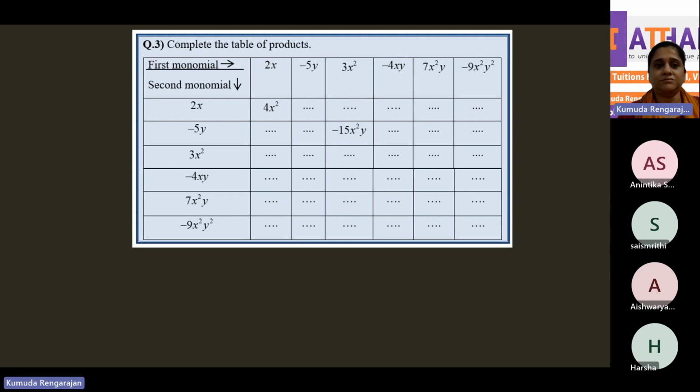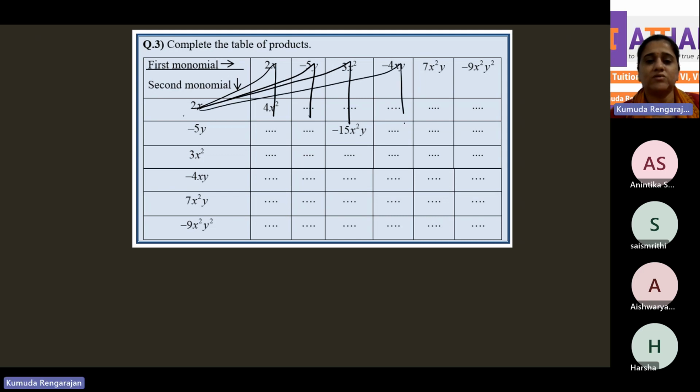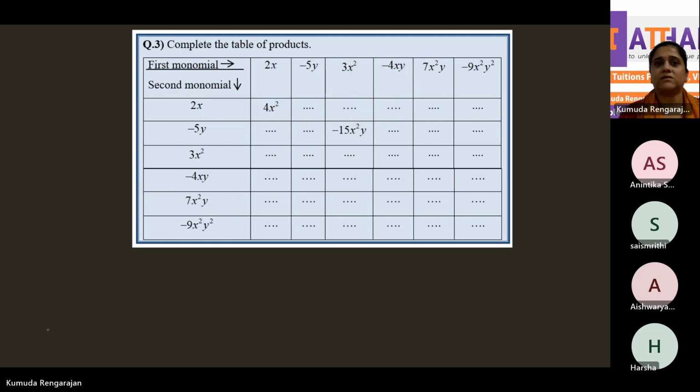So now you know how to complete this table. You'll have to multiply. So you multiply this and this, write the product here, multiply this with this, write it here, this with this, this with this, write the product. Maybe at the end of the class, I'll give you this task. All right.